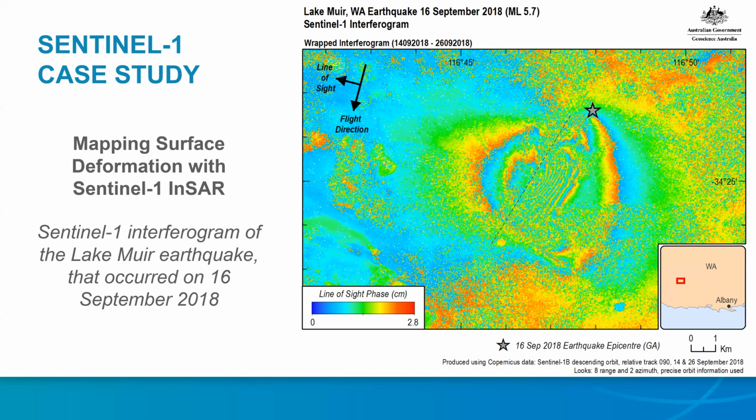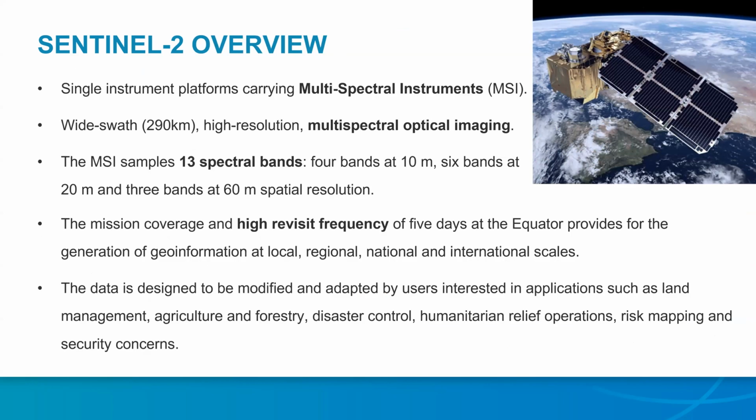deformation had occurred. So GA used Sentinel-1 data to produce this interferogram, where the epicenter is the star, the dotted black line is the about 5 kilometre long fault line, and there's about 28 centimetres of surface displacement on the eastern side and about 6 centimetres on the western side. So that covers Sentinel-1 in as much detail as we're going to look at today.